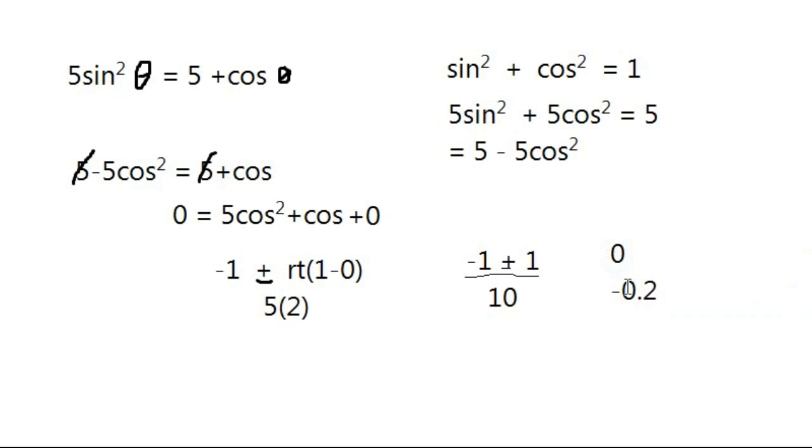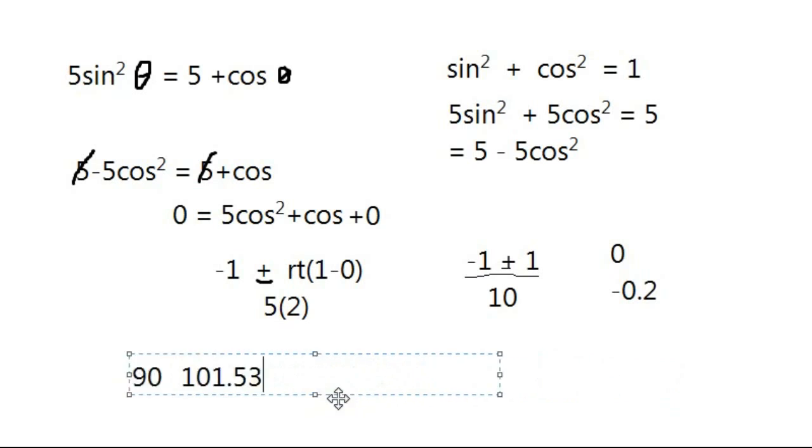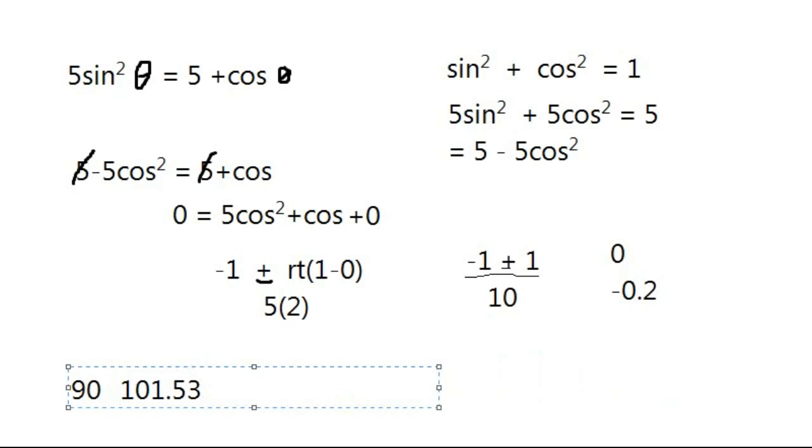And we have two cos theta values, and now we do an arc cosine. Arc cosine of 0 is 90 degrees, and arc cosine of negative 0.2 is 101.53. So we've got two values right now, but we need to make sure that we find every single value, so we have fulfilled the answer criteria.